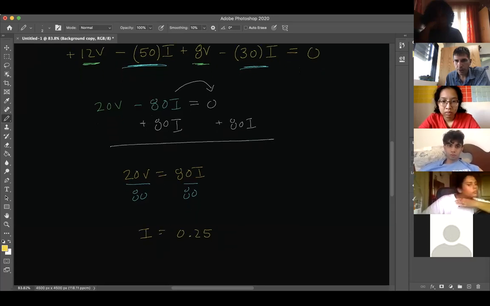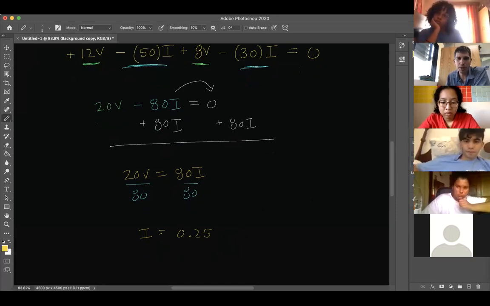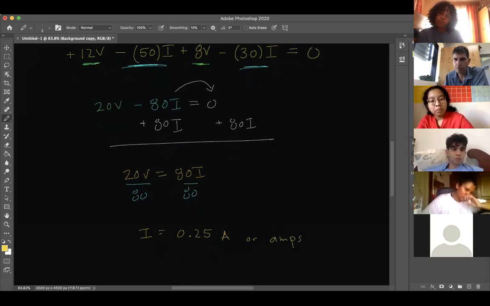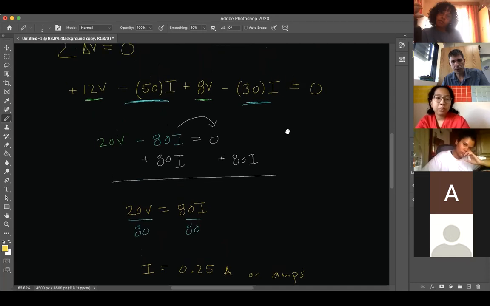I made a mistake. I make a lot of math mistakes because I don't use calculators. So if I do make a mistake, please let me know. What units do we want for this? What are the units of current? Ampere. Yeah, very good. So we can just write capital A. We can write capital A for amperes, or amps. Both of those would work. All right, so that's what the current is that's flowing through this circuit.